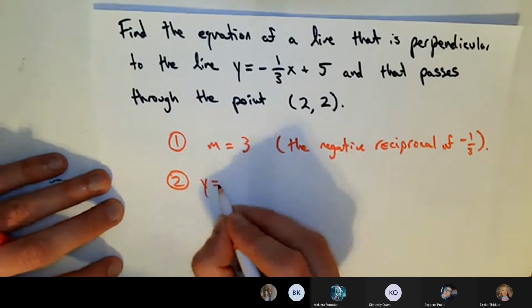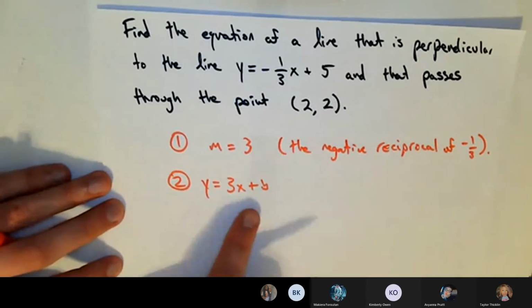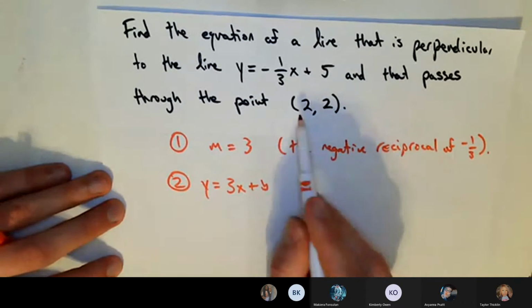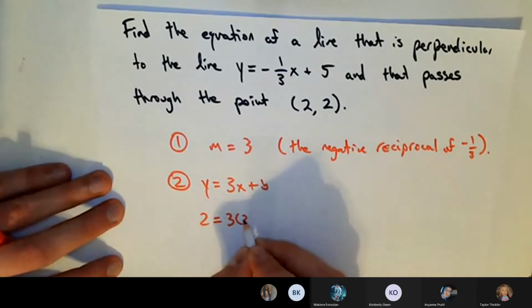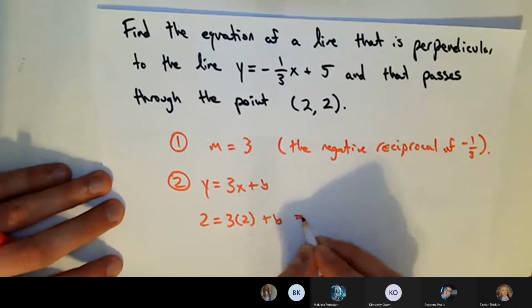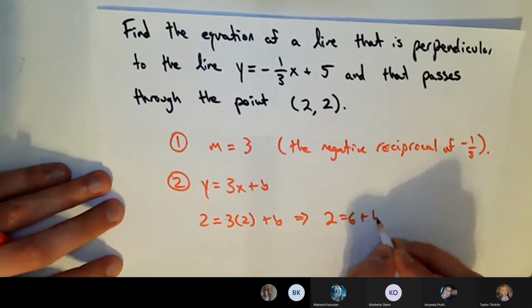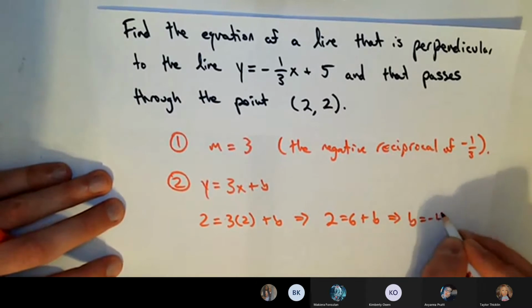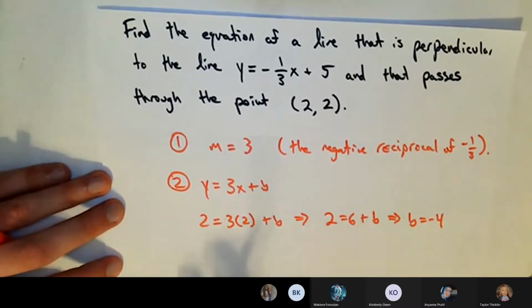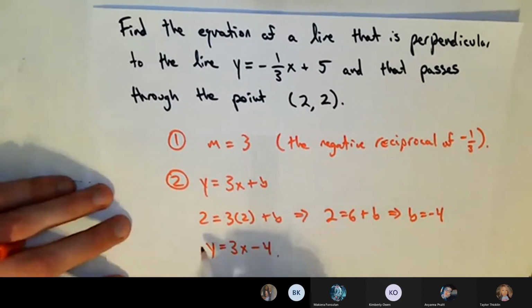Step 2 is going to be the same as it was last time. You write down the equation that you have so far, y equals 3x plus b, and now plug in the point they give you, 2, 2. So y is 2, x is 2, solve for b. That's 6, so 2 is equal to 6 plus b. So b is negative 4, just subtracting 6 from both sides. So we get y is equal to 3x minus 4. There it is.